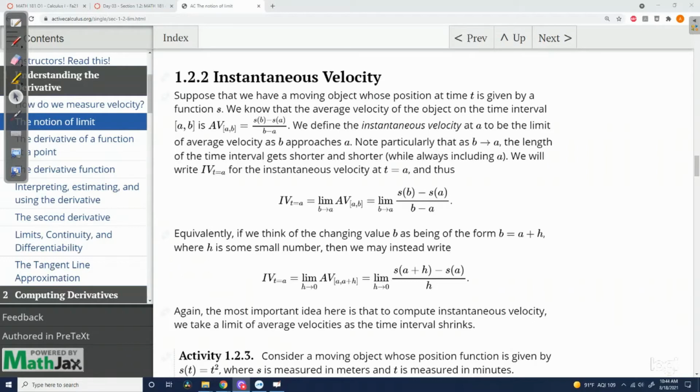What is happening to that average rate of change? And this gives us the instantaneous velocity. The book denotes this as IV t sub a, t is equal to a, this little notation right here. This isn't some widely used notation, it's just what the book is using to distinguish between the instantaneous velocity at a particular time and the average velocity over a specific interval. So that's all that notation means, don't get too caught up in that.